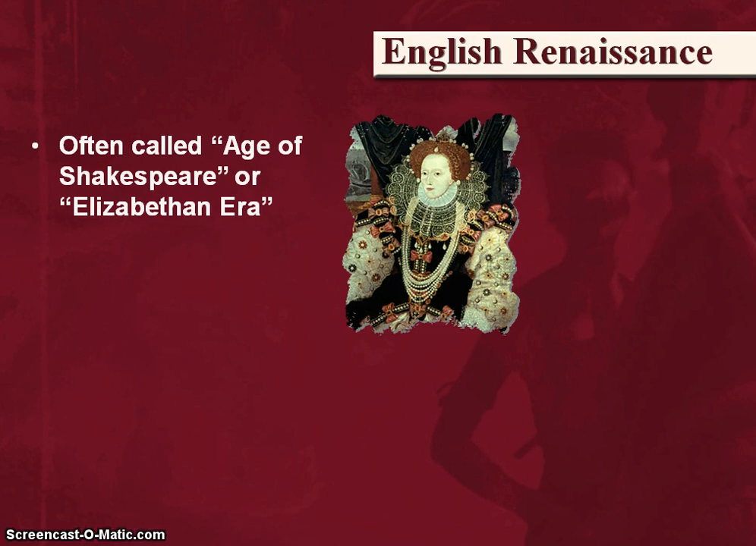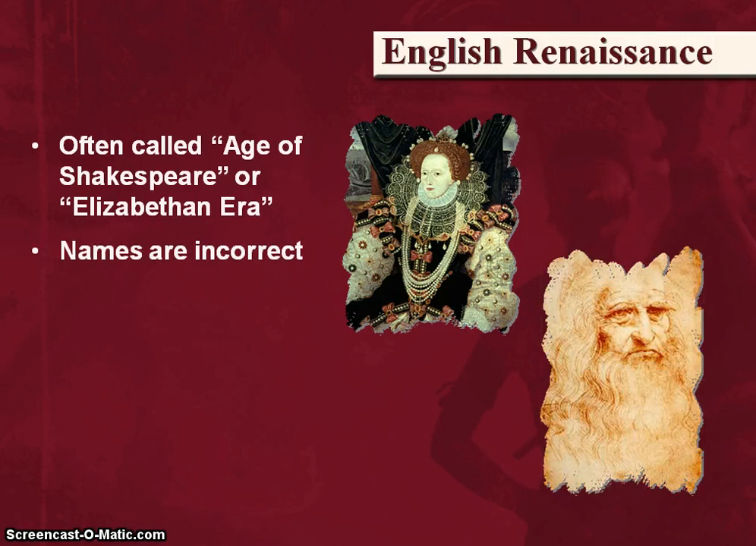It's often referenced as the age of Shakespeare or the Elizabethan era. However, there are a few problems with these names. First, Shakespeare was not as famous for his work during his lifetime as he was after his death. And second, the English Renaissance actually covers a time both before and after the reign of Queen Elizabeth I.